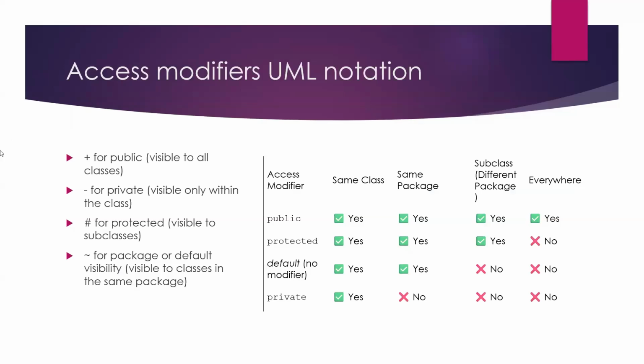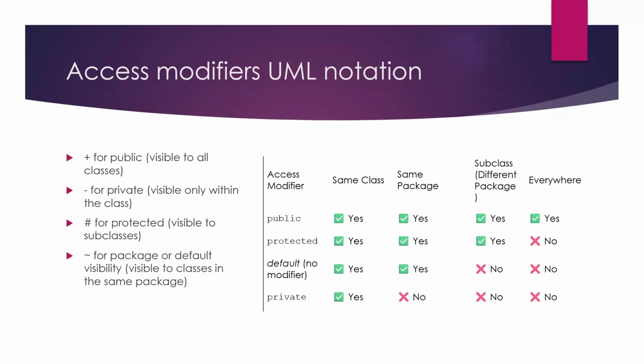And of course, just a brief review on access modifiers. I have already discussed this in great detail in another video, so you can check that out as well. So public means it's visible everywhere: within the class, within the package, and outside of the package. Private means that it is visible only within the class.